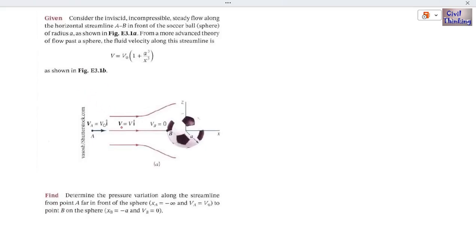Okay, so here we have this problem. In this problem, some fluid is moving from A to B, and at B it is hitting this ball, and because of this, the velocity is 0 here at point B. So it is like this, point A, point B, the fluid is flowing along this, and this is X. So the streamline is X, and here the velocity is V naught, velocity at A, and at B the velocity is 0.